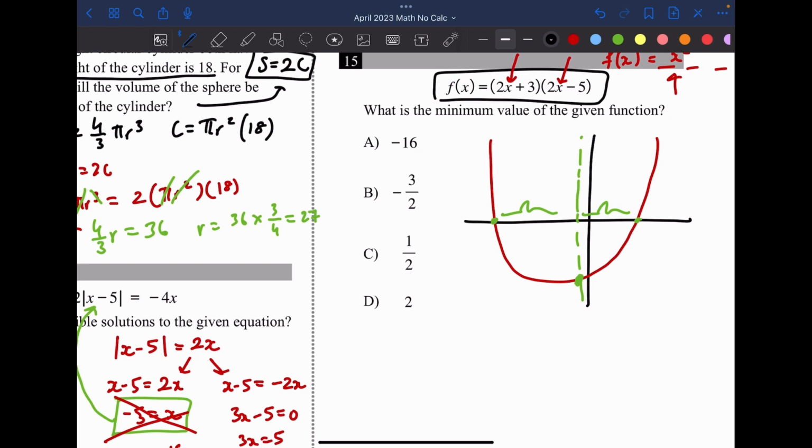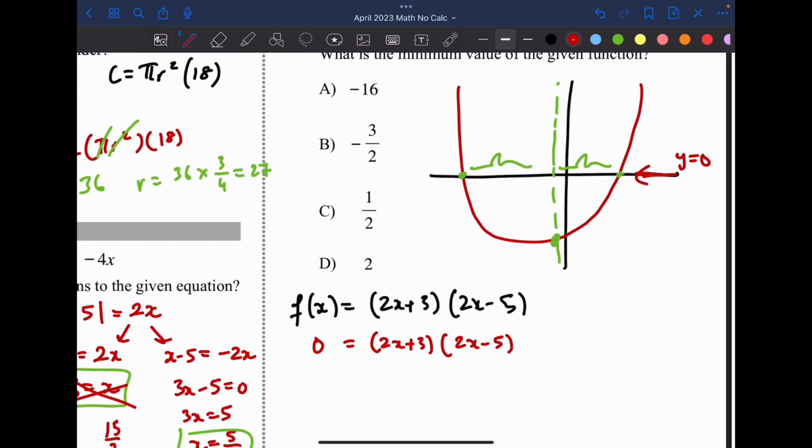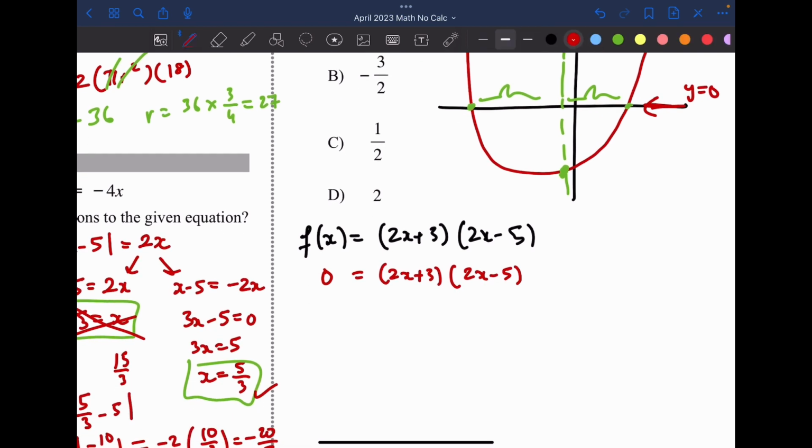But first, let's write this out again. So f of x is equal to 2x plus 3 times 2x minus 5. So first, how do you find the x-intercepts? They are on y is equal to 0. That's where all the x-intercepts happen, kind of on this line. So that would mean that you want this to be 0. So 0 is equal to 2x plus 3 times 2x minus 5. Once again, all I did was, since all the x-intercepts happen when y is equal to 0, I just plugged it in. I did nothing special. And then after that, solve for x.